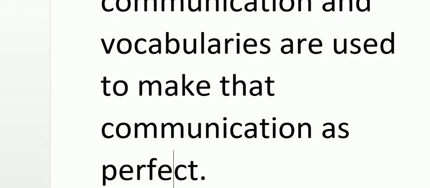Language is used for communication, and vocabulary is used to make that communication perfect. So learn a lot of vocabulary, make very good communication, and improve your language. Today we'll see the words.